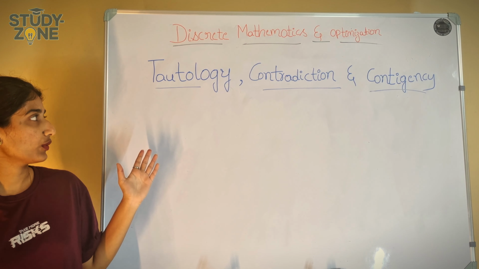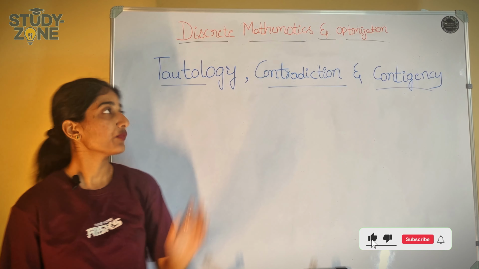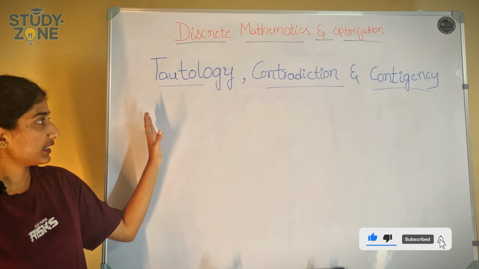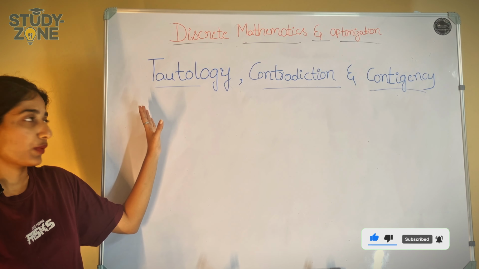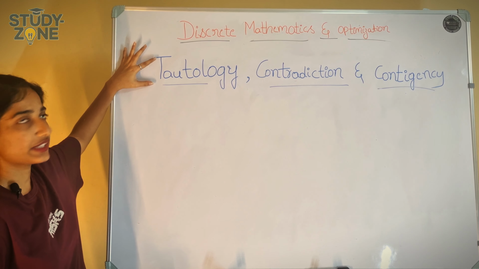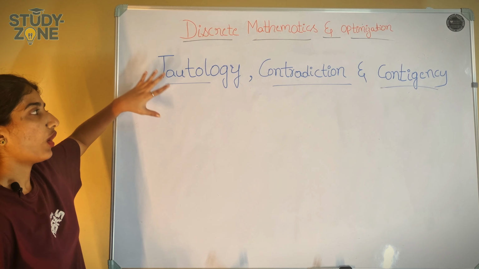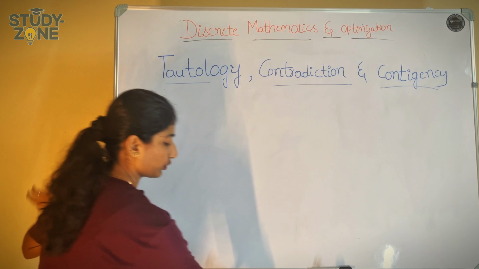Today we are going to discuss tautology, contradiction and contingency. Tautologies are the statements where the compound propositions are always true. Here in tautology the first letter starts with T, right? So in tautology all the truth values are true.